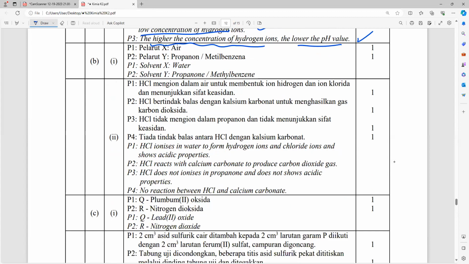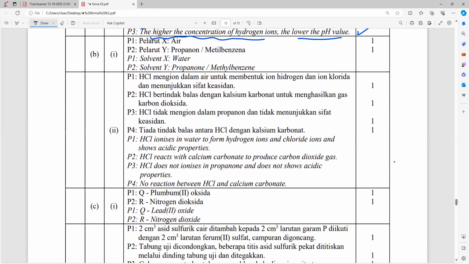Very simple answer. Hydrochloric acid will ionize in water. When I have water, I've got the hydrogen ions, and these hydrogen ions are the ones that show the acidic properties. Therefore, when my HCl reacts with my calcium carbonate, I will get carbon dioxide gas. Now, if my HCl is in propanol, it cannot ionize. No way. So if I cannot ionize, I cannot show my acidic properties, I will get no reaction.